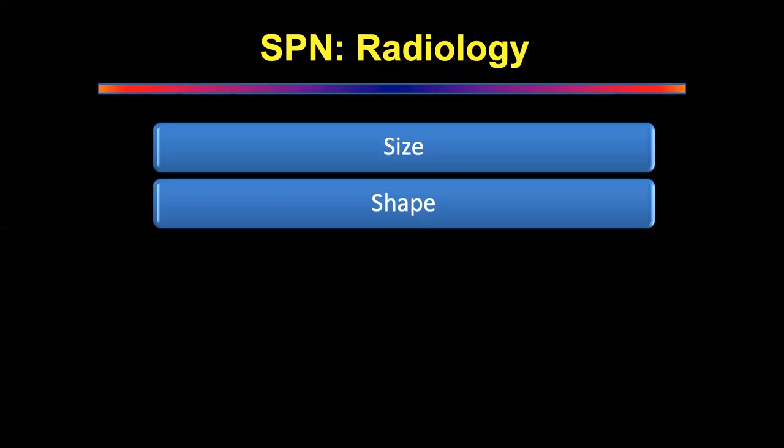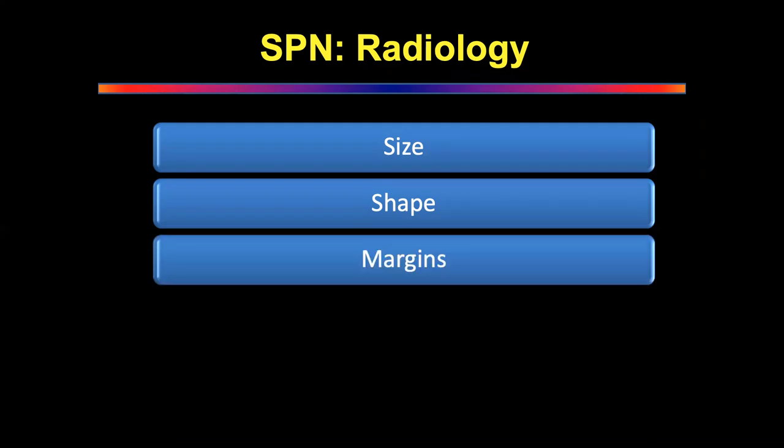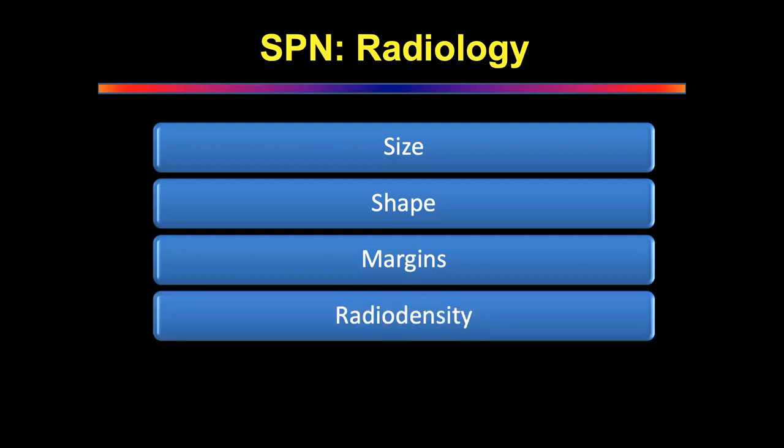Any other lesions? You just said something before. Borders. Margins. Irregular margins. Yeah. Okay. What else? These are the terminologies you have to use. Calcification, you said. So the terminology is radiodensity. Radiodensity. Okay, that's the word you have to use.